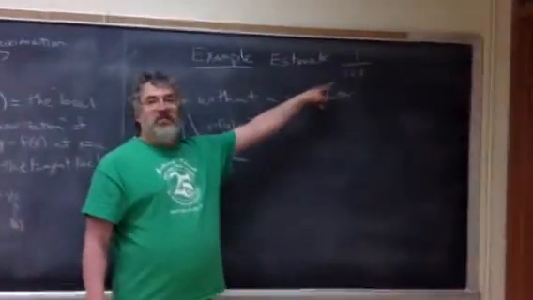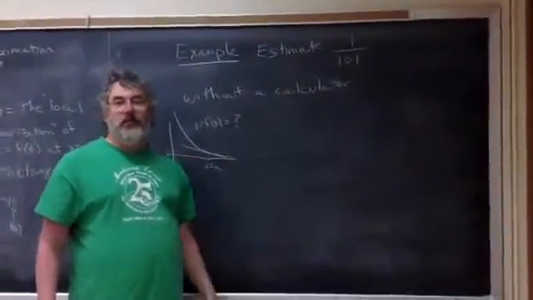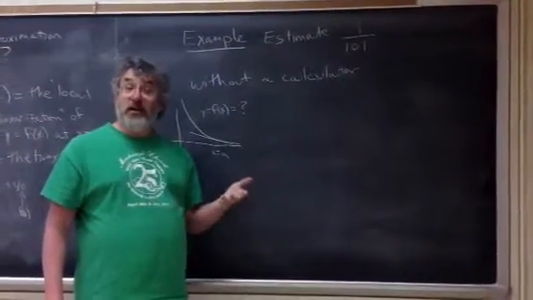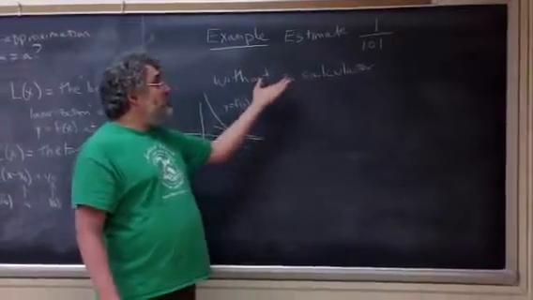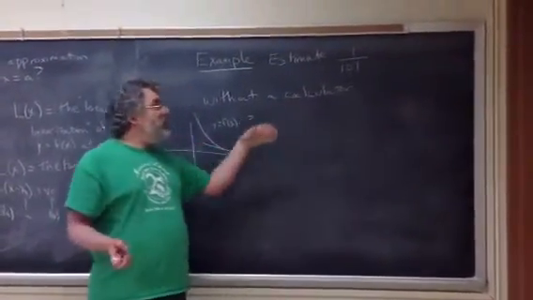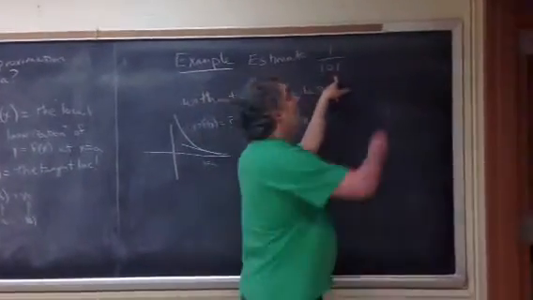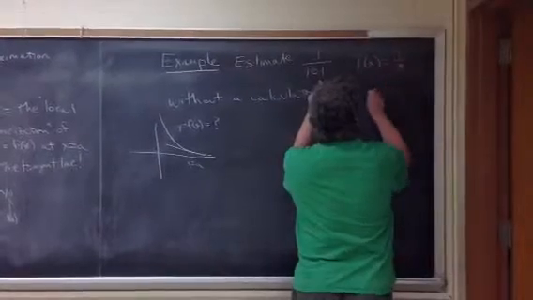Let's estimate 1 over 101 without a calculator. Now, you could probably do that. Maybe you could do that in your head. But let's do it using the local linearization. First, we need a function, because we need the f to find f prime and so forth. So what function would we be using here? I'm going to use f of x is 1 over x.